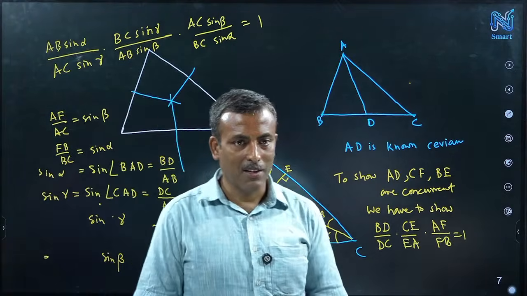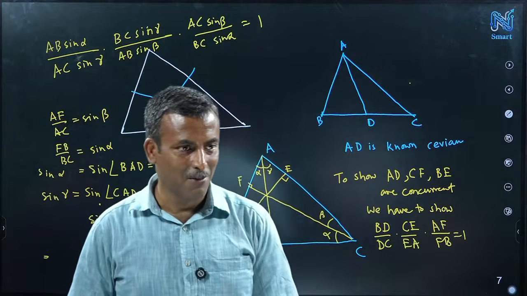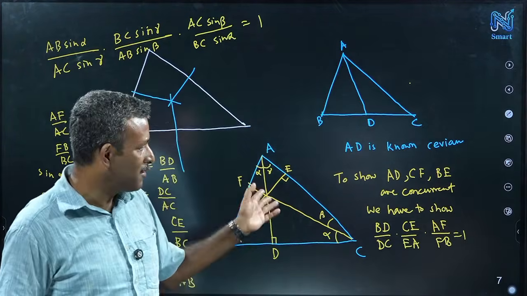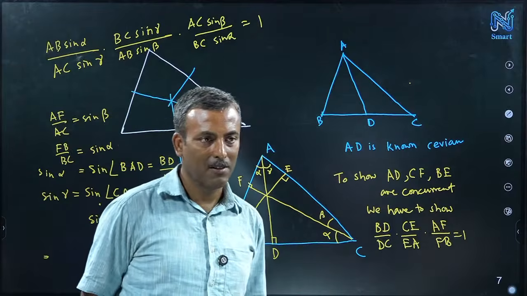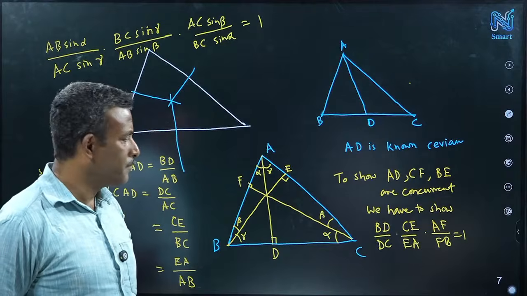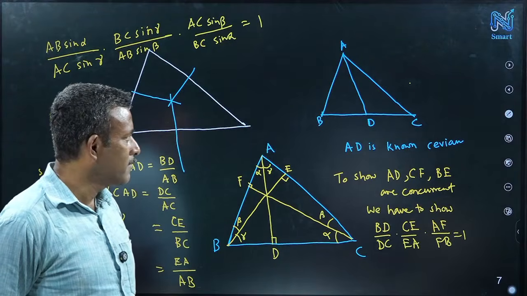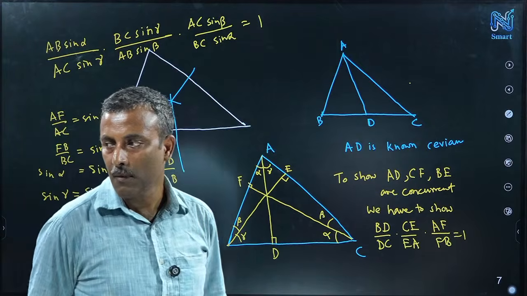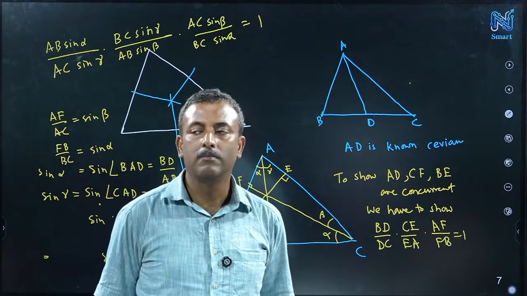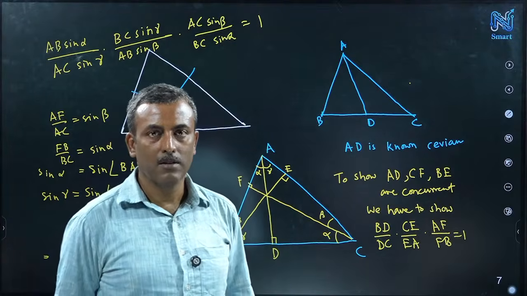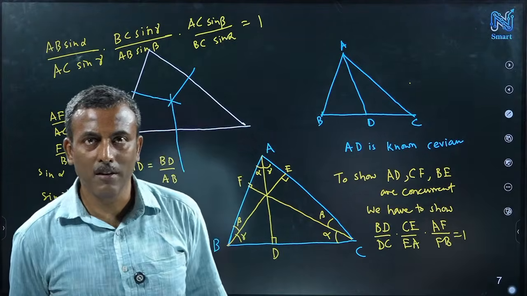But the last one, the circumcenter, is slightly tough, because there is no Ceva there. Okay, so just write this. Is it clear? Is there any question from those who are online?